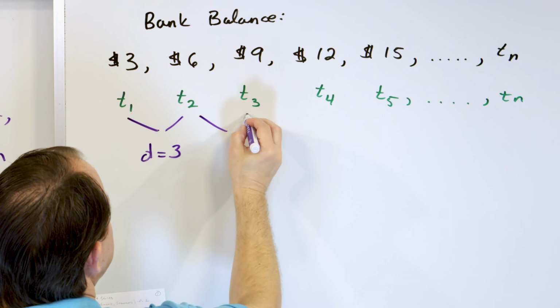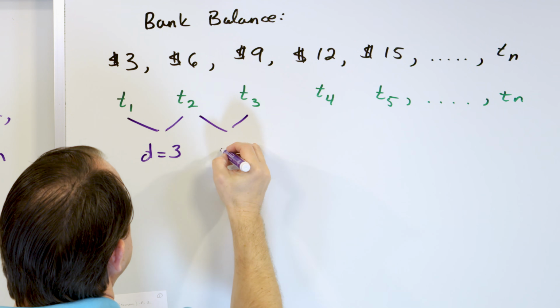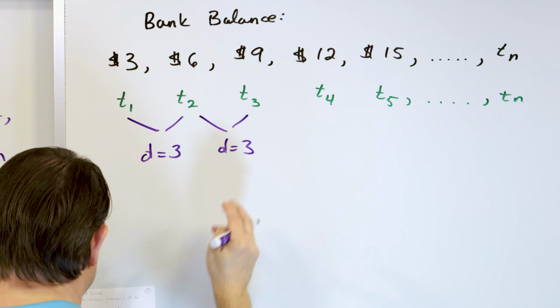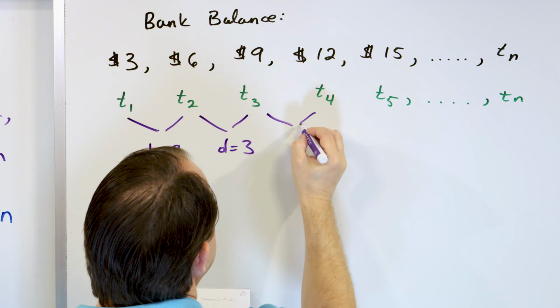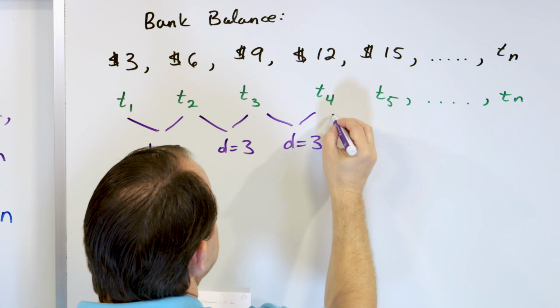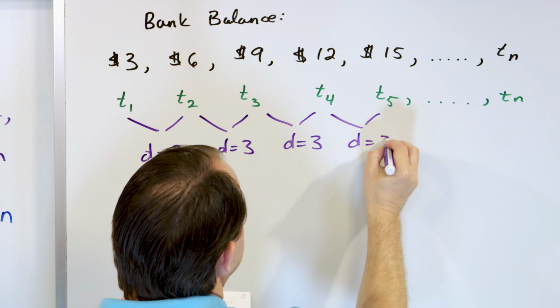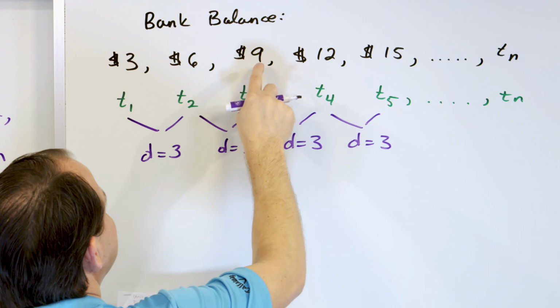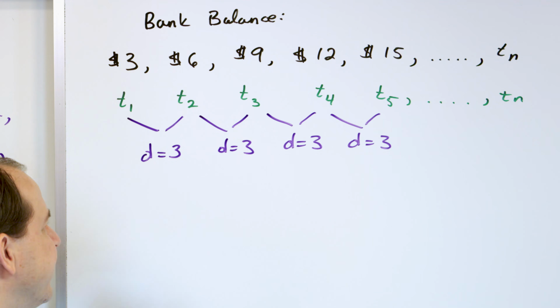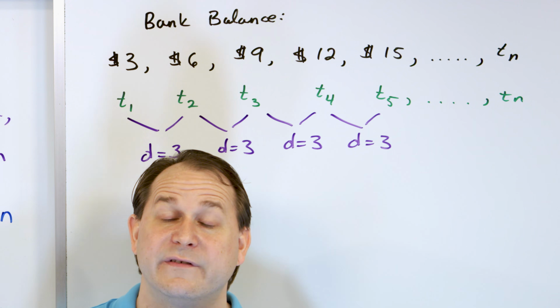What is the difference between this term and this term? 9 minus 6. Again, that's the difference being $3. What is the difference between this? You see the same thing. The difference is $3. The difference is $3 because every time I'm subtracting, I'm getting exactly the same difference. That is what constitutes the pattern.